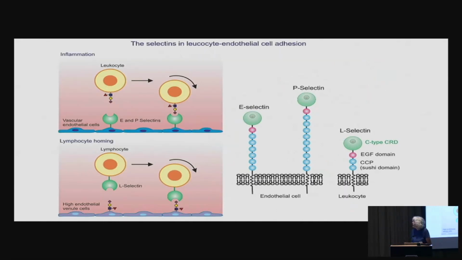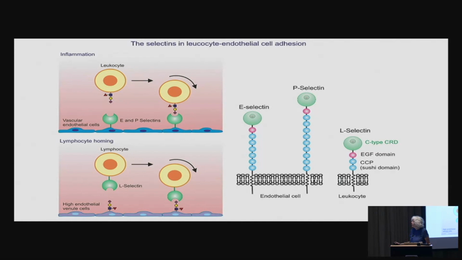Okay, so let's turn to the C-type lectins. A very well characterized group of these are the selectin cell adhesion molecules. These mediate adhesion of white blood cells to endothelial cells. There are three different selectins. E and P selectin are on the vascular endothelial cells, and these bind to glycan ligands on white blood cells, neutrophils, and monocytes.